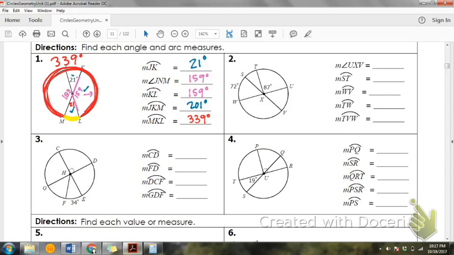Okay, so we're going to practice some more. Let's look at number 2. Okay, number 2, they gave us that angle was 87. They said this arc is 72, so if this arc is 72, then we know that this angle is 72.